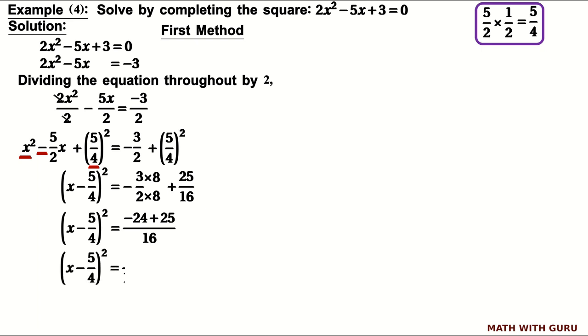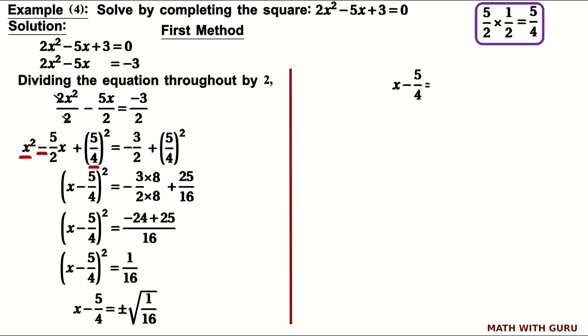X minus 5 by 4 whole square equals 1 over 16. X minus 5 by 4 equals plus or minus root 1 over 16. X minus 5 by 4 equals plus or minus 1 by 4. Bring minus 1 by 4 to the right hand side. X equals 5 plus or minus 1 whole divided by 4.